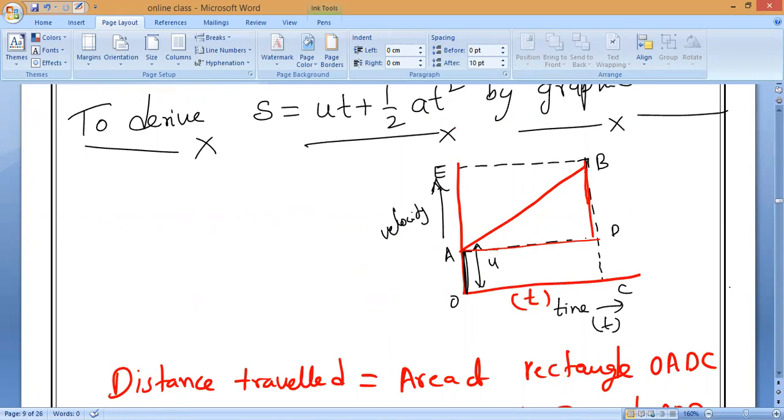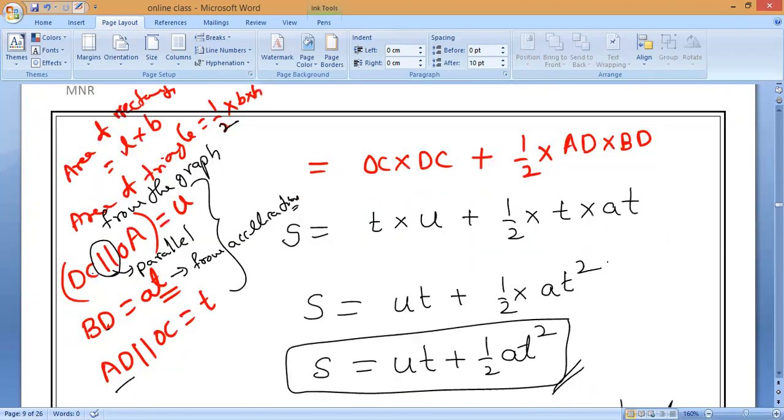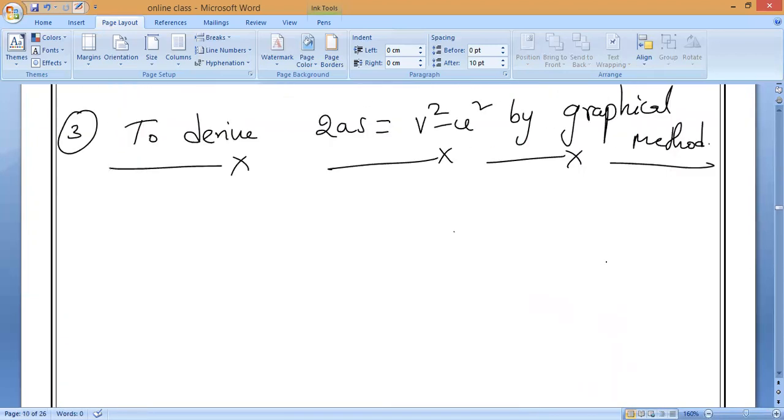Sir, are you asking the formula? No, I'm asking what is the trapezium you are seeing in this graph? OABC. Yes or no? Yes, please. That's all. So you can write it.